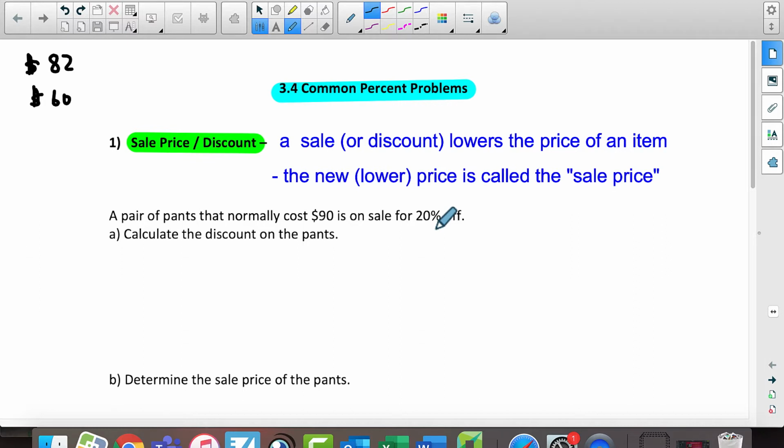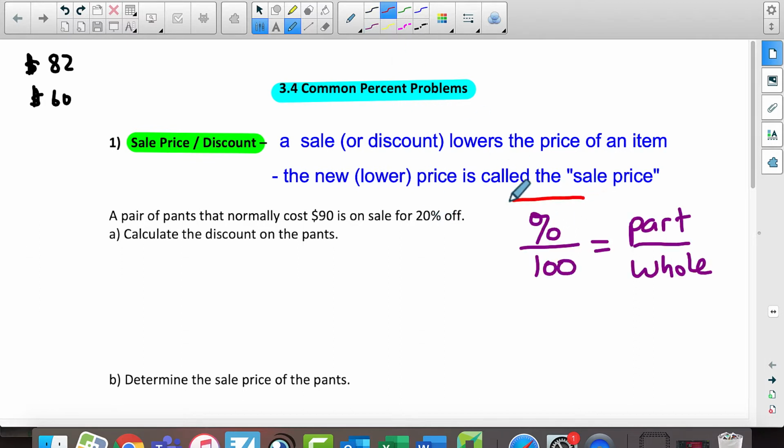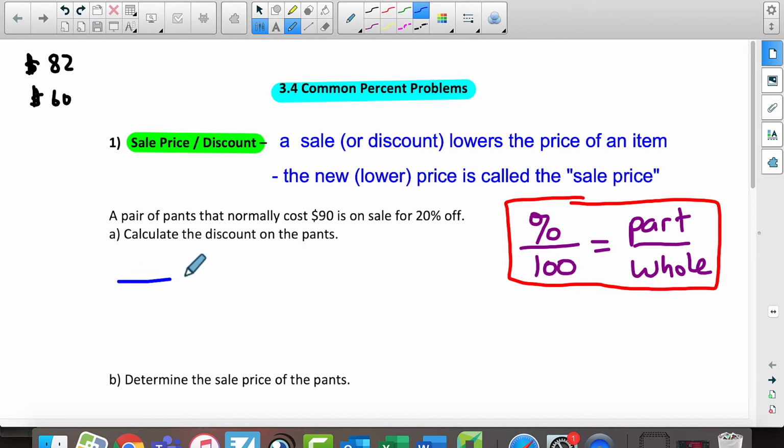So this is a percentage problem. Guess what we're going to use? We're going to use this right here: percent over 100 equals part over whole, just like we did last video. So let's do that. Remember how we can start? You can always write fraction line equals fraction line. And what number can you always write? 100. So we're trying to find 20% of 90. Do we know the percent? Yes, I see the percent sign right there. So this 20 should go right up here.